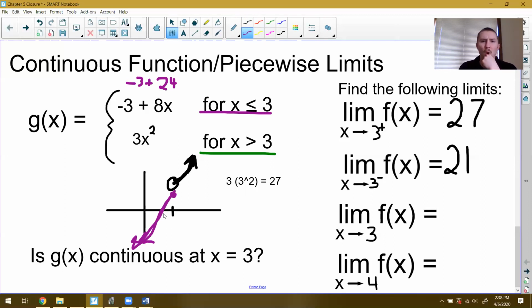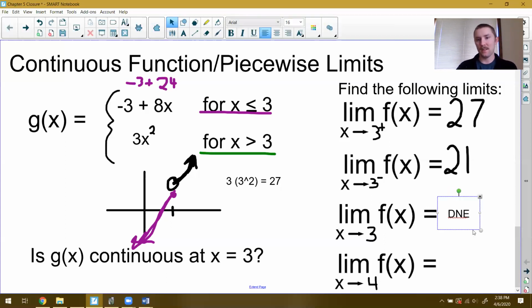So what we should notice here is my next limit question: what is the two-sided limit as x approaches 3? Well, let's think about the limit from both sides, from the positive and from the negative. Do they agree? And if so, what value do they agree upon? Unfortunately, in this case, they don't agree. So I'm going to say does not exist, because this two-sided limit doesn't exist.